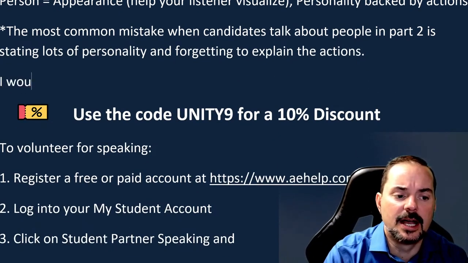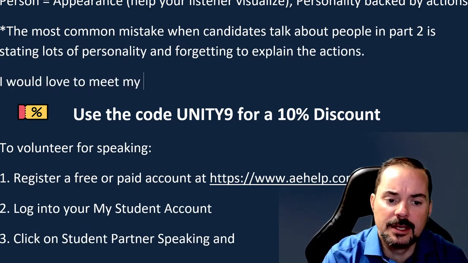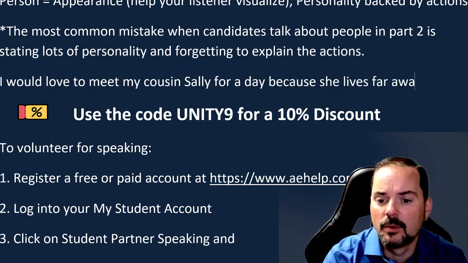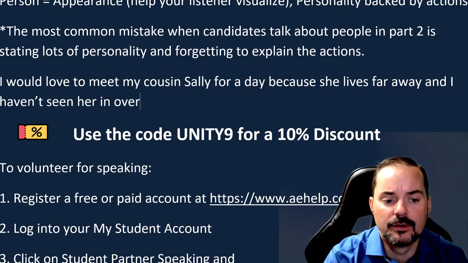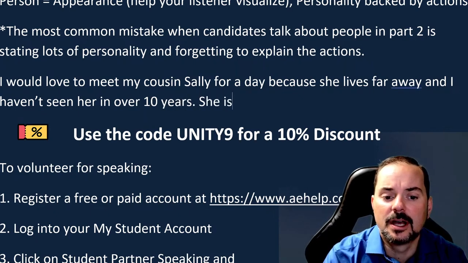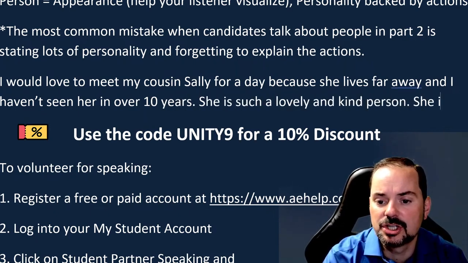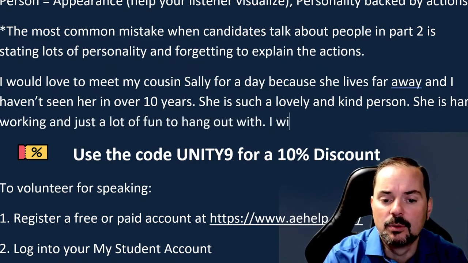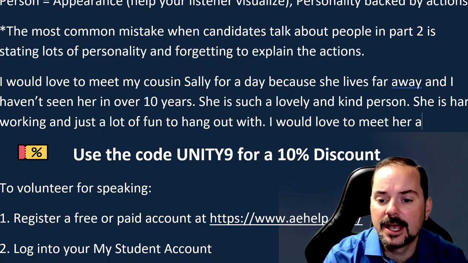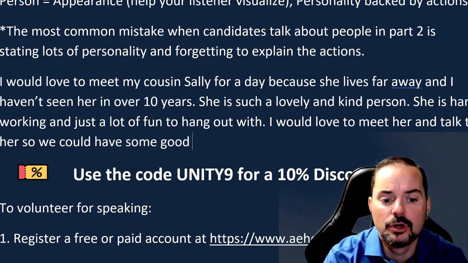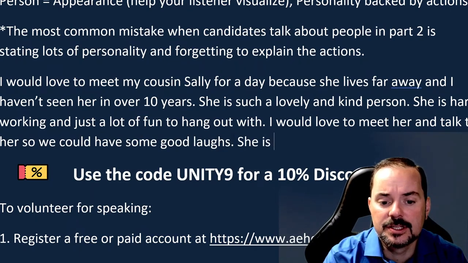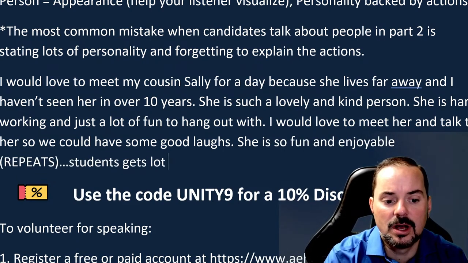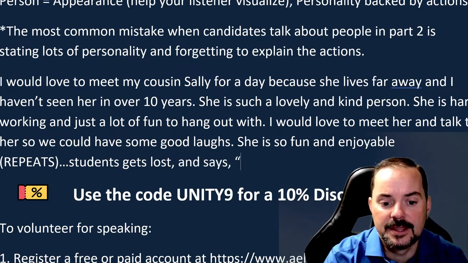So a lot of students, what they do is, I would love to meet my cousin Sally for a day because she lives far away and I haven't seen her in over 10 years. She is such a lovely and kind person. She is hard working and just a lot of fun to hang out with. I would love to meet her and talk to her so we could have some good laughs. She is so fun and enjoyable. And then this is where the repeats start to happen. Student gets lost and then says, and that's it.